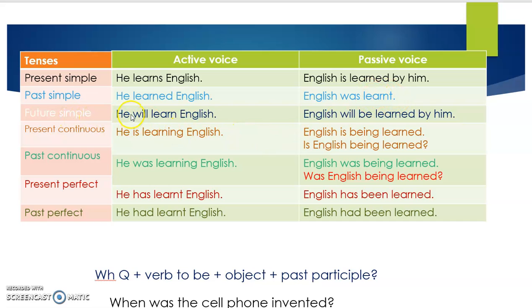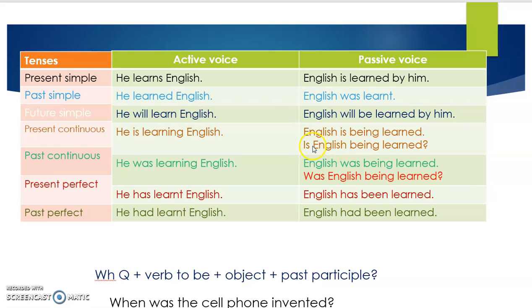In future, we have here the subject plus will plus the verb, this is the base, okay, the base of the verb. Then the complement, in this case, object plus will plus verb to be plus past participle plus agent. In present continuous, subject plus verb to be plus verb with ing plus complement. Object plus verb to be plus verb to be in ing plus past participle of the verb.